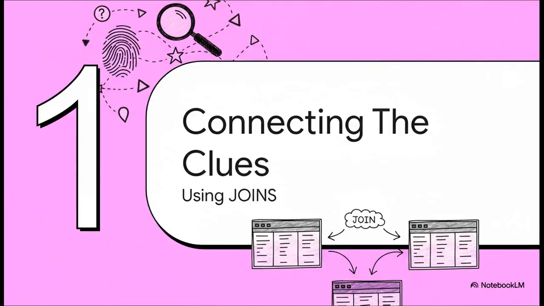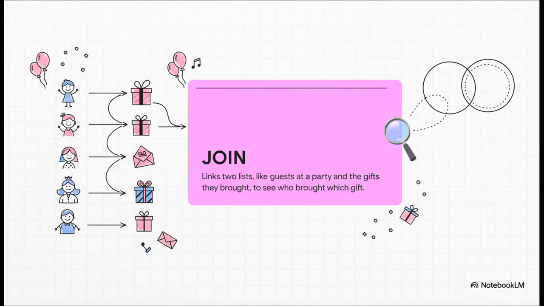All right, so where does any good investigation start? You got to gather and connect the evidence. In the world of data, our clues are often scattered across totally different tables. So our first tool, the join, is how we bring it all together so we can finally see the full picture. Now, don't let the word join intimidate you.